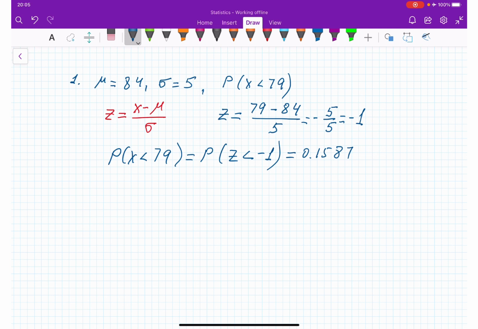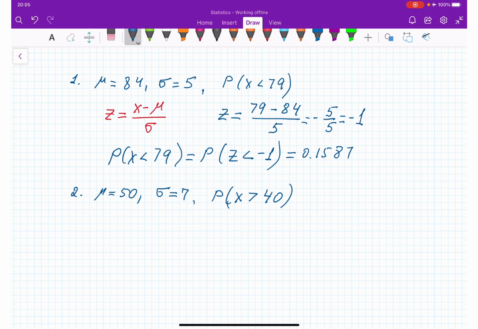Okay, so that's question 1. Let's go to question 2. So what do we have here? Again, x is normally distributed. Mu is equal to 50. Standard deviation is equal to 7. It's similar, looks like. Oh no, this time we need to find the probability for x greater than 40.